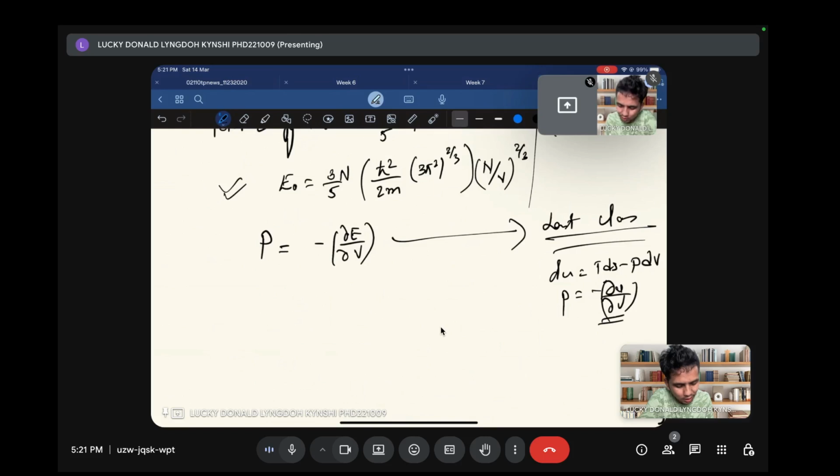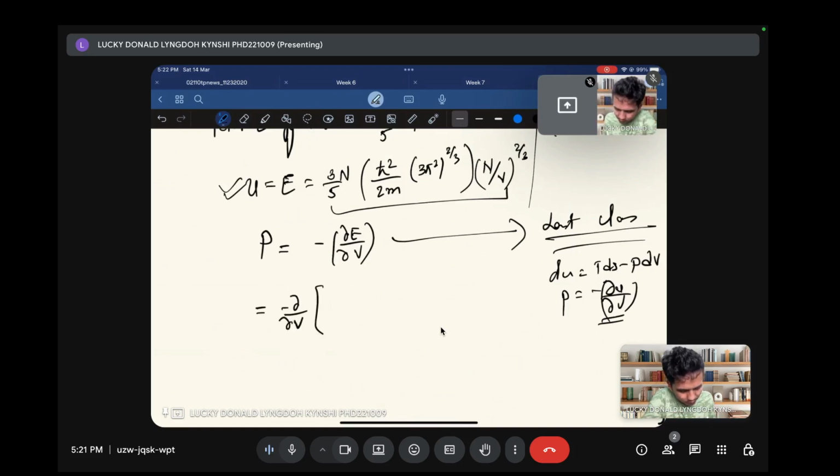So now you can easily differentiate this term, because E naught is already given to you, or in fact U is also equal to E naught, or I can just write this simply as E here. U is equal to E is equal to 3 by 5 n EF. So how do you differentiate it? You can just write it out as minus of del by del V.